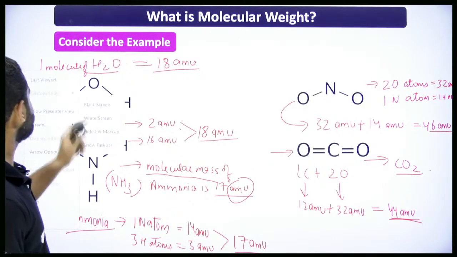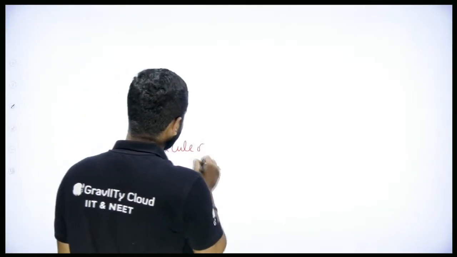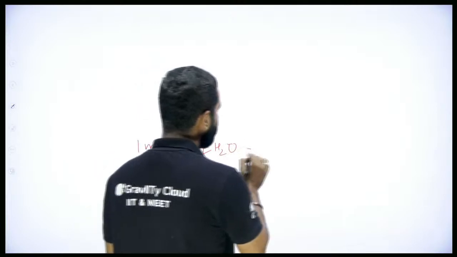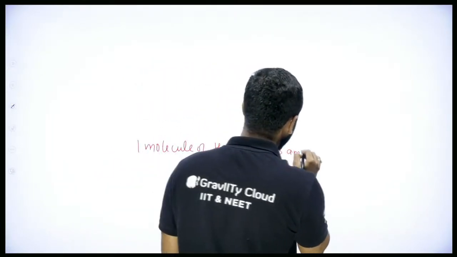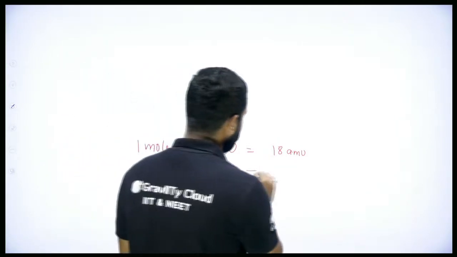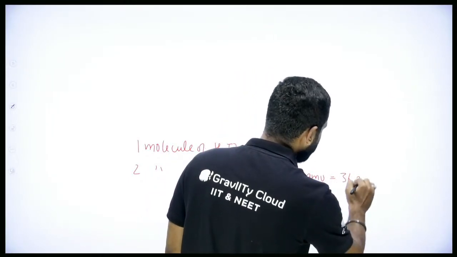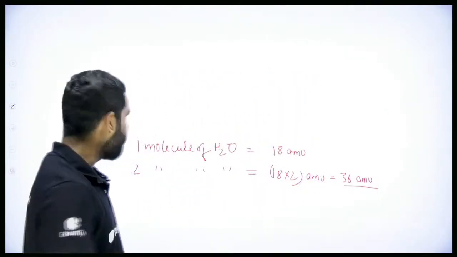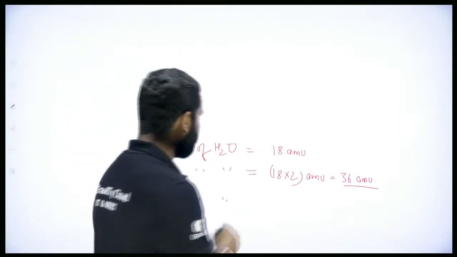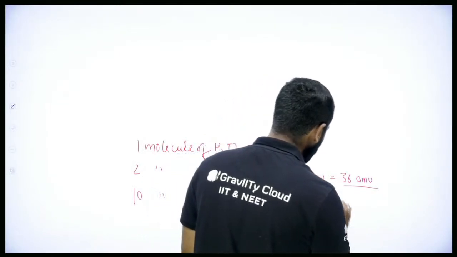Now, suppose I have one molecule of H2O. Right? If I have one molecule of H2O, what is the mass of it? Its mass is 18 amu. Right? And if I have 2 molecules of water, how much is the mass? It will be equal to 18 into 2 amu, which is equal to 36 amu. And if I have 10 molecules of water, then what is the total mass? It will be equal to 18 amu into 10, which is equal to 180 amu.